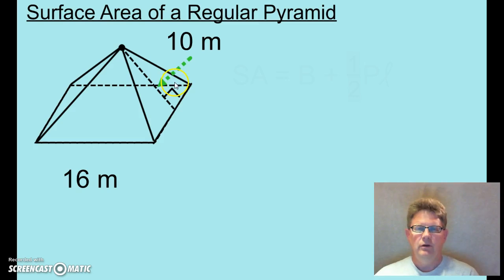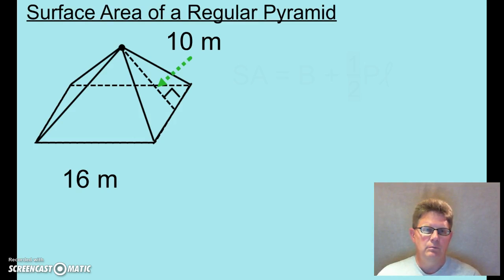Alright, what you have here is a regular quadrilateral. It says regular pyramid, so this is a regular quadrilateral, also known as a square. And then you have four congruent triangles. All those triangles have a base of 16, and a height of 10. This is not the height of the pyramid.